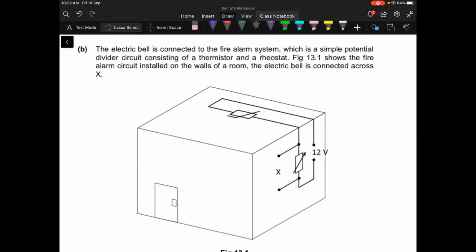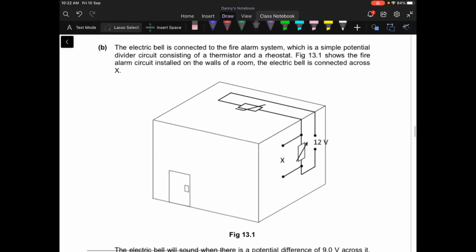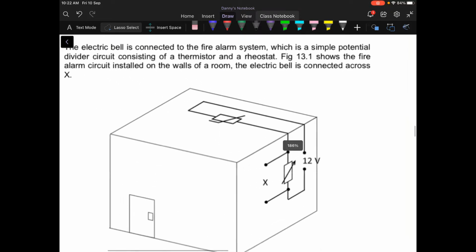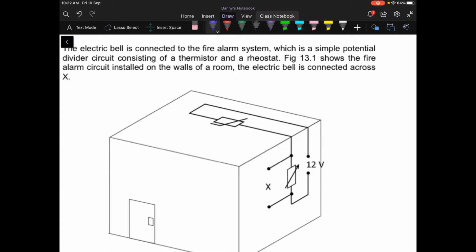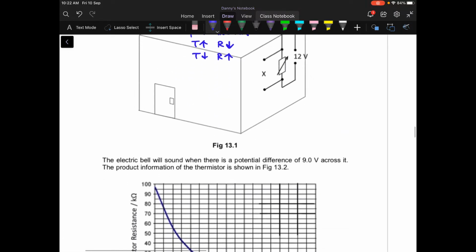Okay, let's continue with part B. For part B, when I set this question, I turned the potential divider into a 3D diagram. So basically, it is a standard question. Here you can see that there's a thermistor, and if there's no information on the thermistor, you can assume by default that when the temperature goes up, the resistance will drop, and vice versa.